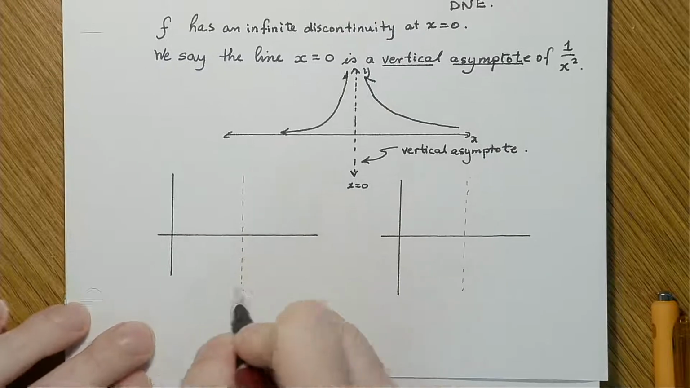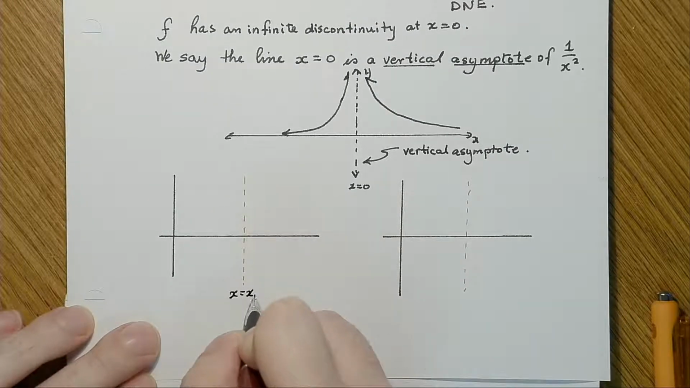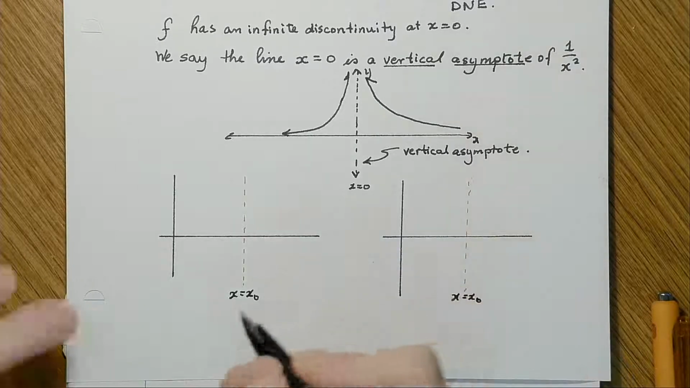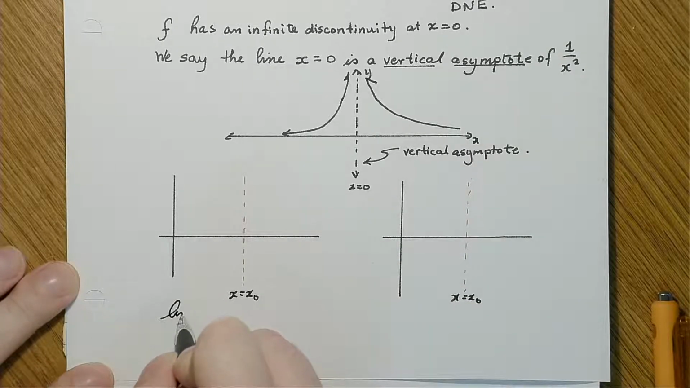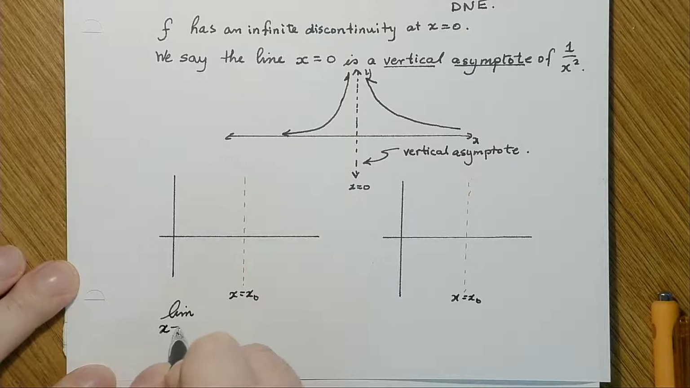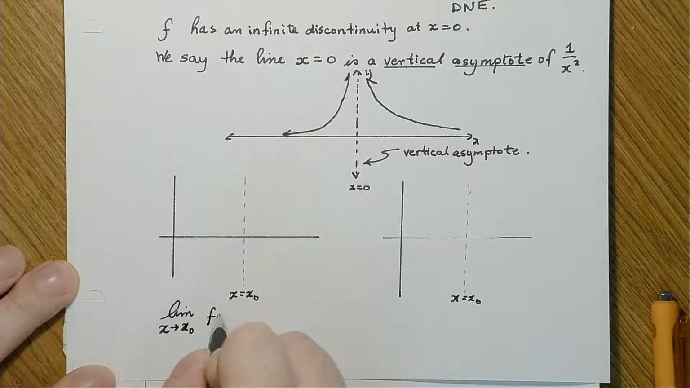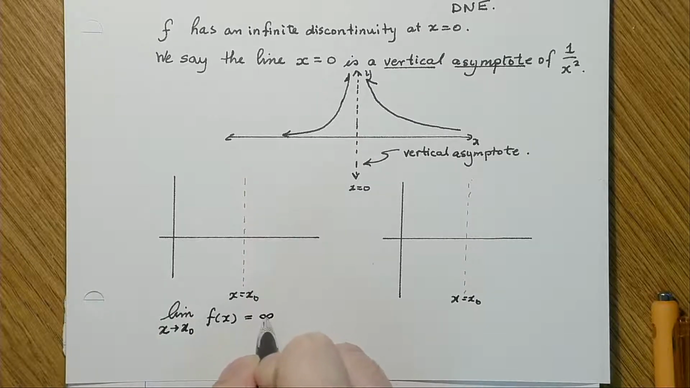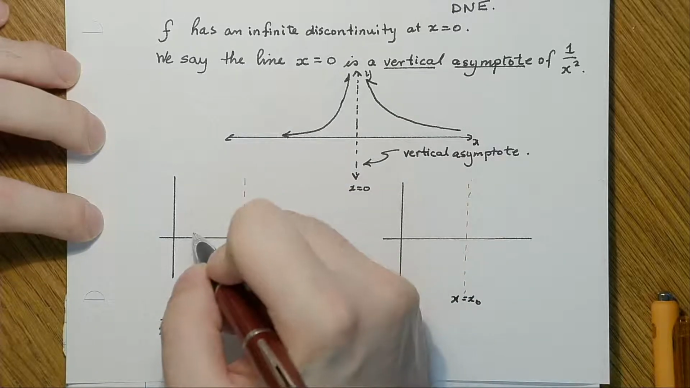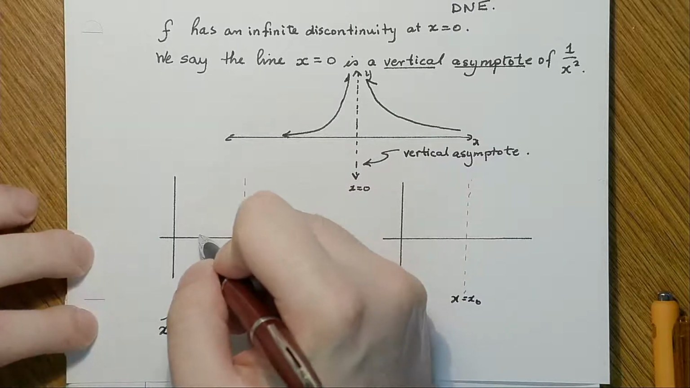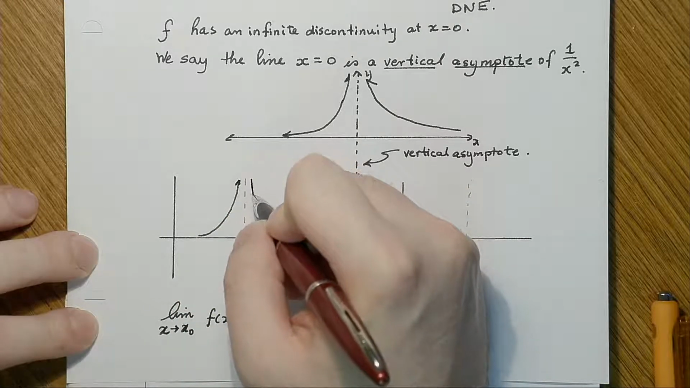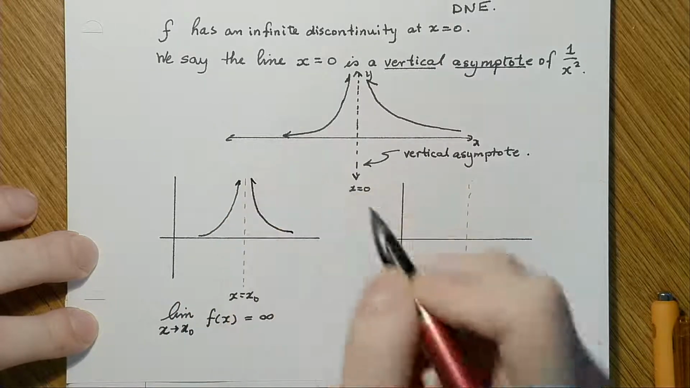So I'll say here is my x, it's equal to x naught, and x is equal to x naught here. And so if I have a limit as x goes to x naught of f of x, and we say that is infinity, what that says is then at that x naught, it goes up on the left-hand side, and it also goes up on the right-hand side.